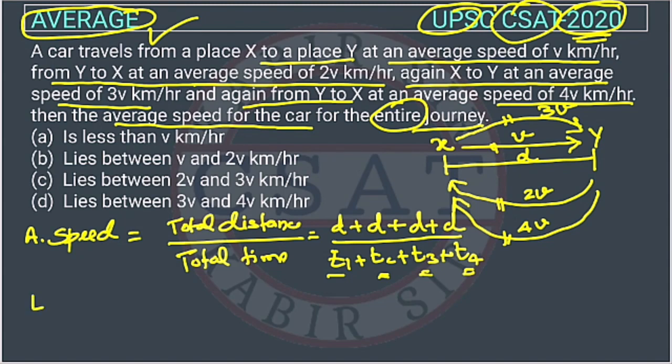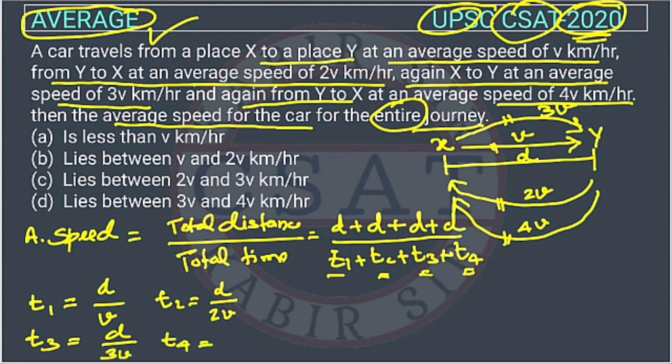So now what is T1? T1 is the time in the first round. We know the formula: time is equal to distance upon speed. So distance is D upon speed, and speed is given as V. For T2, the distance will remain the same and the speed will be 2V. Similarly T3 is D upon 3V, and T4 will be D upon, what is the speed here? 4V.